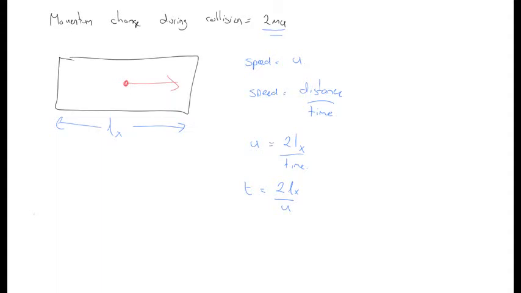Now, I can think of this t here. I've put a little t to start with. But actually, this is a bit like saying it's the time period. It's the time taken for a single collision. If I want to know the collisions per second, well, something per second is just a frequency. So I can say collisions per second will be 1 over that time period, because it's like getting the frequency. Therefore, I can say that I'm going to call it f for the frequency of collisions, it will be just the inverse, 1 over it. So it's u divided by 2Lx. So that's a frequency of collisions.